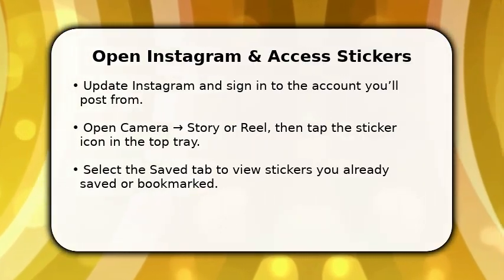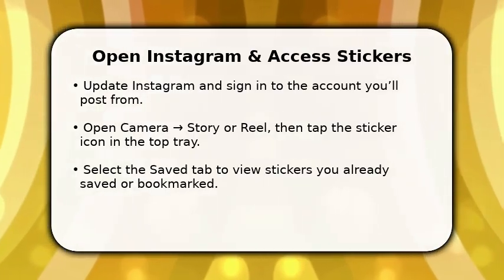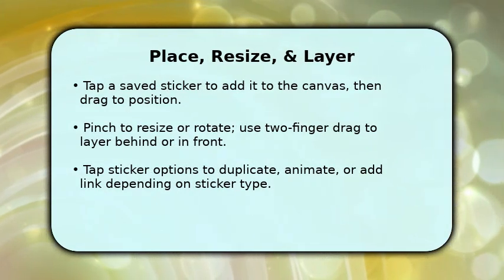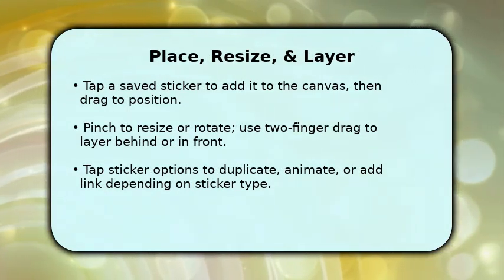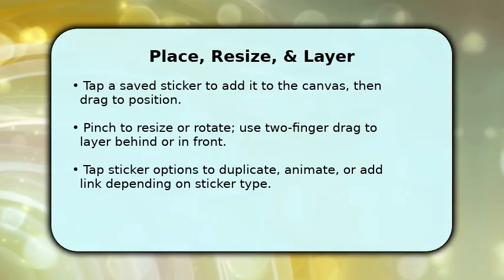Now, pick the sticker you want to add. It will appear on your canvas so you can position it where it matters. Once the saved sticker is on your canvas, you control how it reads. Drag to position, pinch to resize, and rotate with 2 fingers for the right angle.